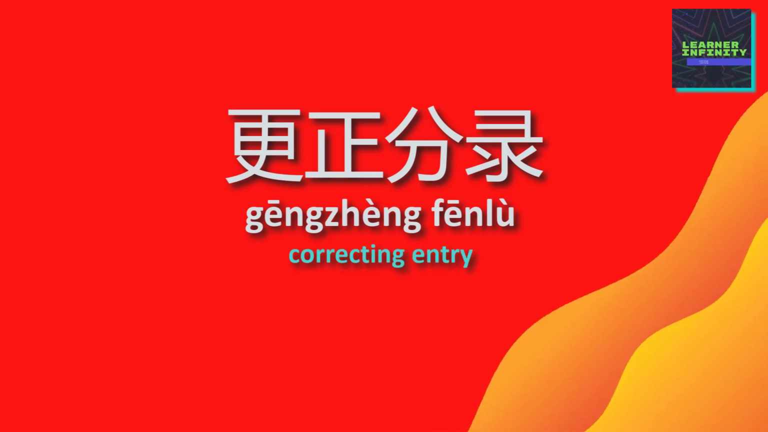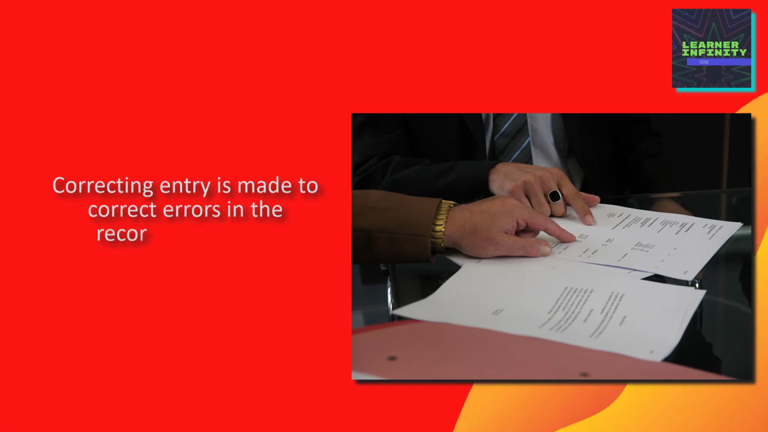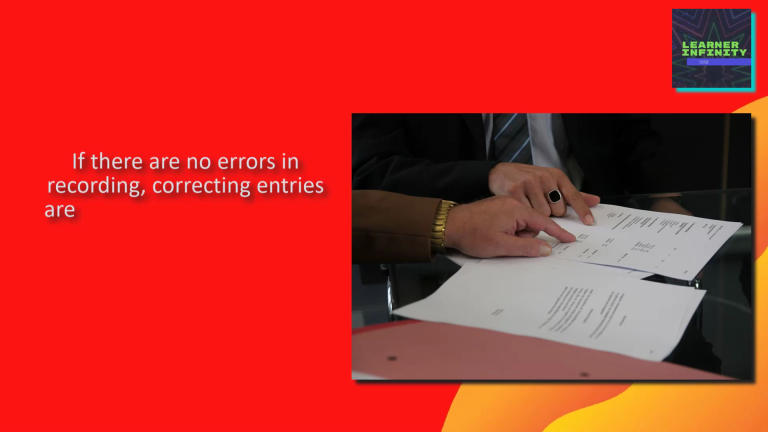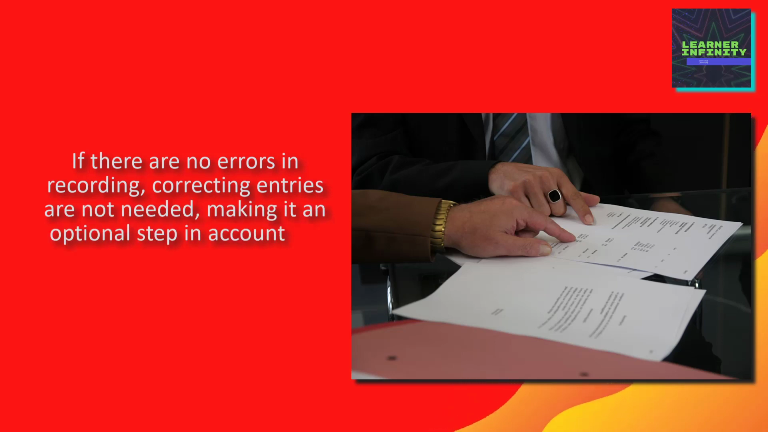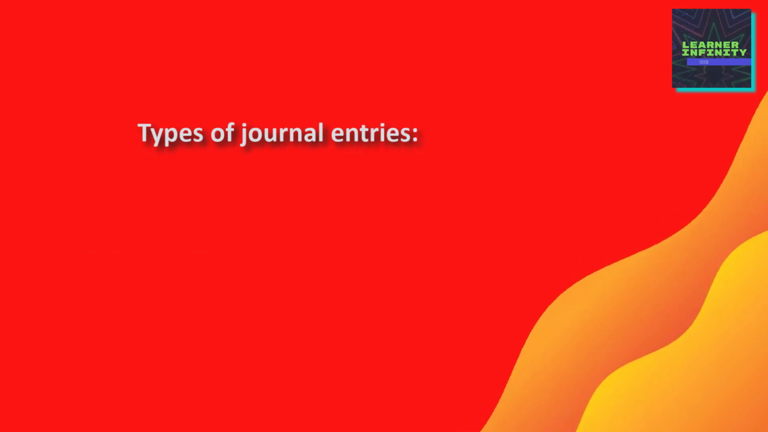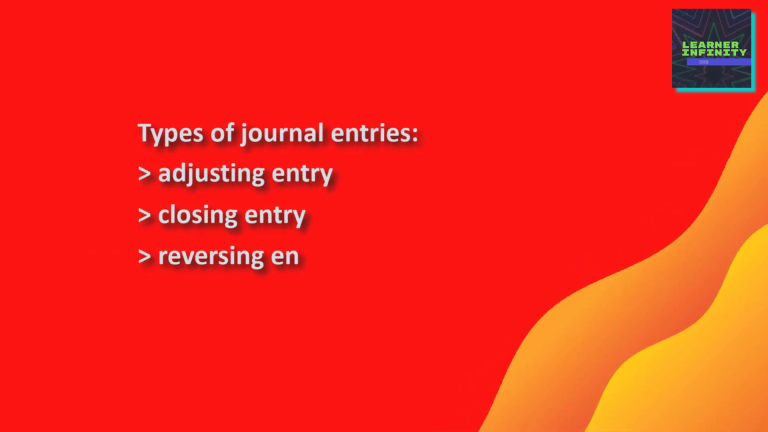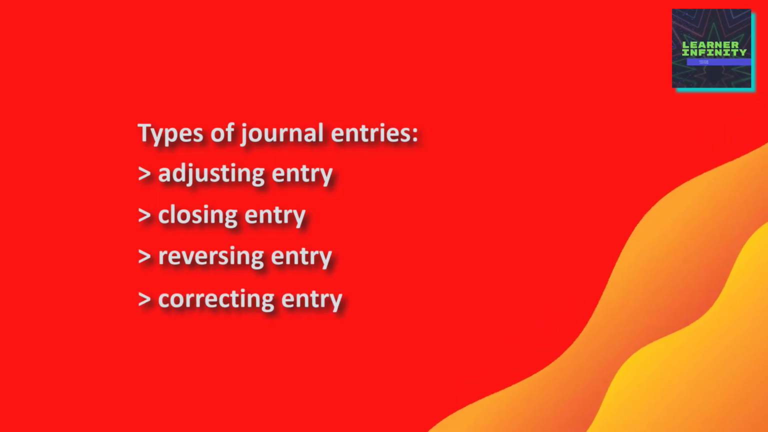Here's the short explanation about correcting entry. Correcting entry is made to correct errors in the recording process. If there are no errors in recording, correcting entries are not needed, making it an optional step in accounting. Types of journal entries are adjusting entry, closing entry, reversing entry, correcting entry.